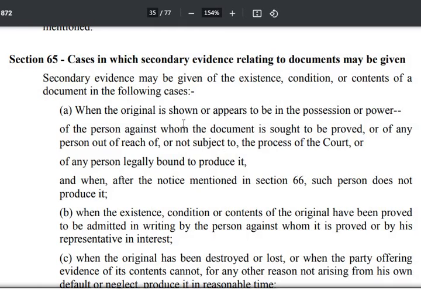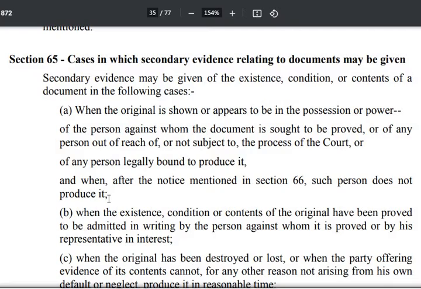When the original is shown or appears to be in the possession or power of the person against whom the document is sought to be proved, or of any person out of reach of or not subject to the process of the court, or of any person legally bound to produce it, and when after the notice mentioned in section 66 such person does not produce it. तो यहाँ पर आप सेकेंडरी एविडेंस दे सकते हैं.